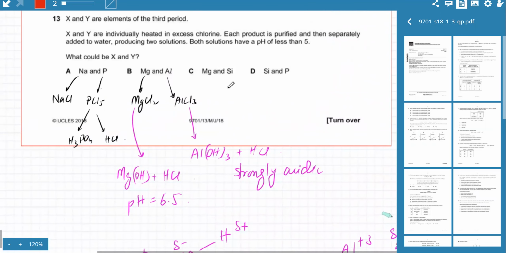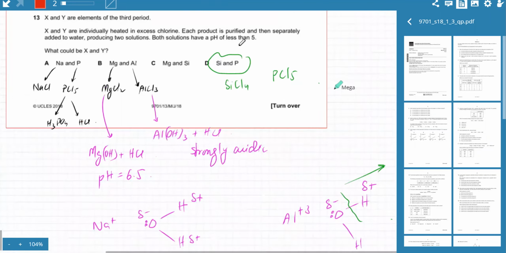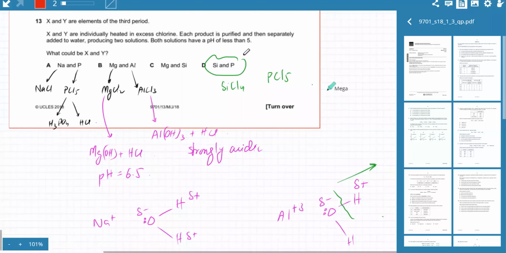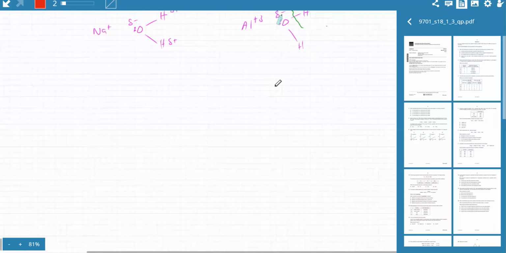So the correct option is going to be, again, MgCl2 is not the correct option. The correct option is going to be D, because silicon chloride and phosphorus chlorides have strong hydrolysis. They both form acids and they strongly hydrolyze in water. So it's going to be D. Okay, so remember the hydrolysis of these compounds.